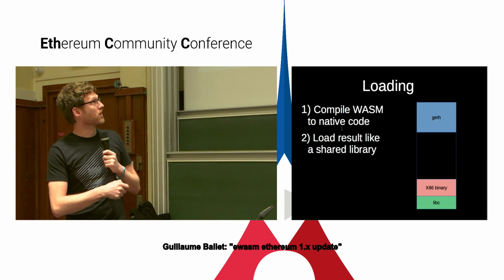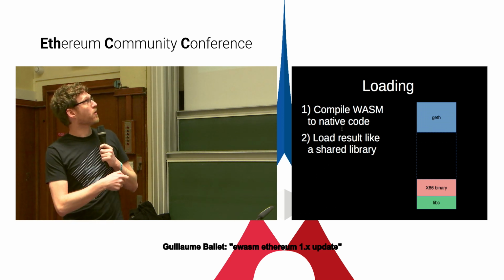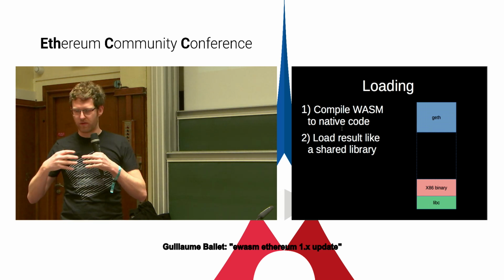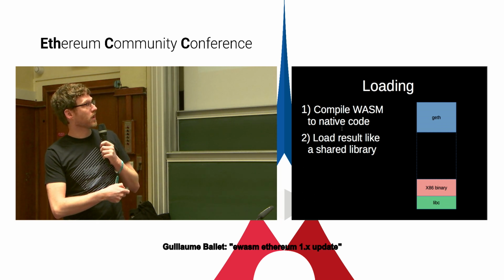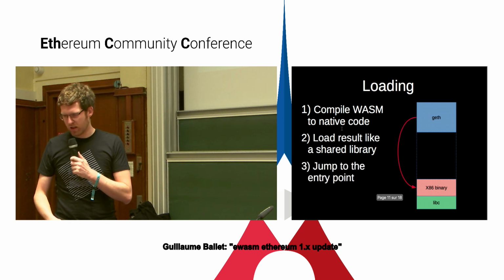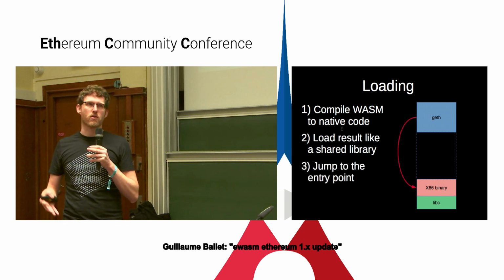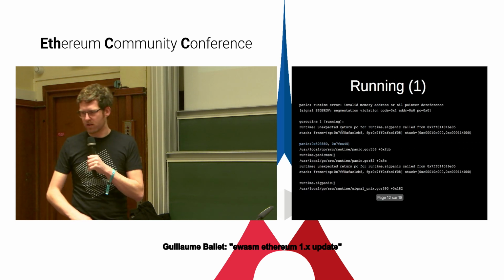This represents your process addressing space. You've got geth at the top, very integrated, very self-reliant. You've got the libc at the end, and you just load your x86 binary as if it was a library. And then what happens is that you just cross your fingers, you jump, and you regret it immediately.